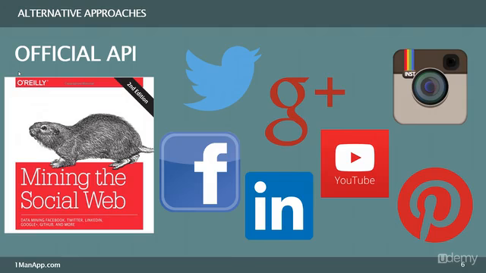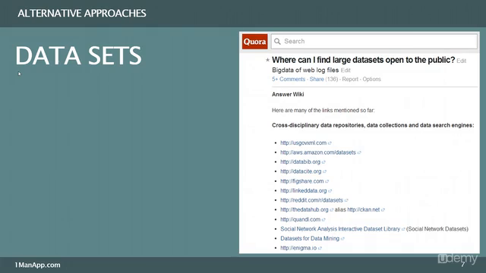A third approach would be data sets. And this again depends on what you're trying to achieve. But looking at this Quora post, you will find a large number of data sets that you could leverage, use, analyze. They might not be up to date to the last minute, but in many cases, you don't really need the latest and greatest. You just need a lot. And that's one other approach you could be using.